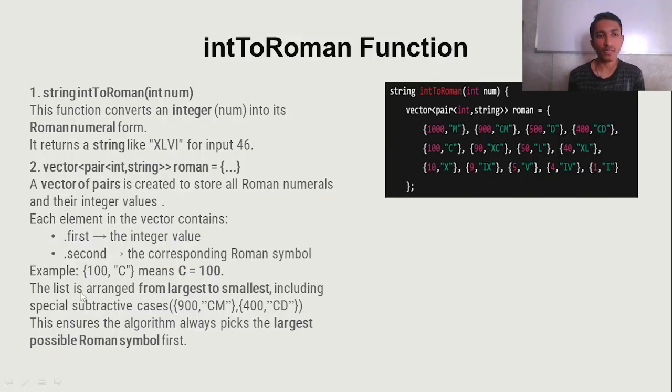Now the list is arranged from largest to smallest. Here you can see the list arranged from largest to smallest, including special subtractive cases. This ensures the algorithm always picks the largest possible Roman symbol first, and that is the greedy approach.